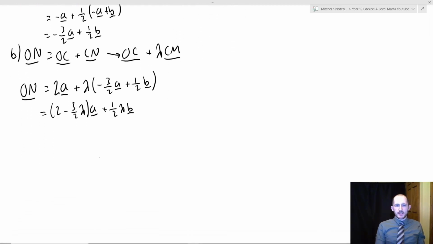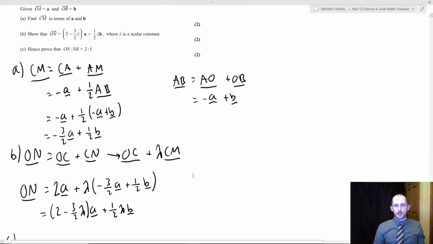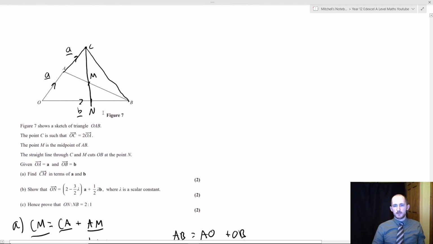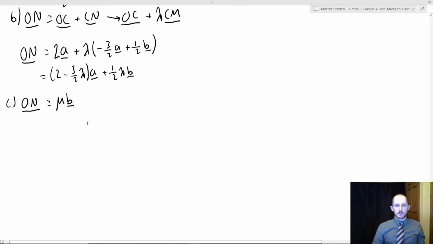Then lastly, for part c, it says prove that ON to NB is 2 to 1. Because we don't know what ON is, we can just call it mu b, and we know it's going to be something to do with b because it's along the line OB, right? So it's a scalar multiple of the vector b. And what we can do is we can actually equate it to this.